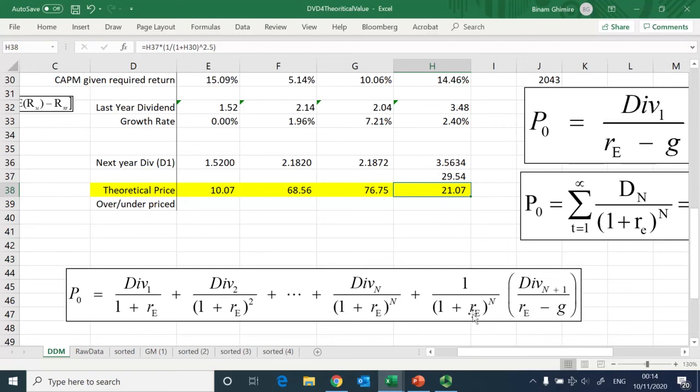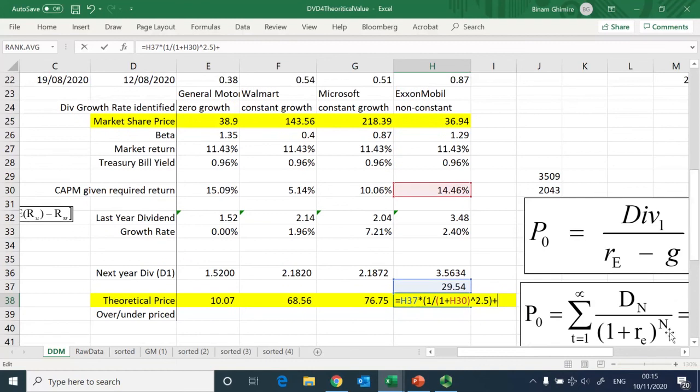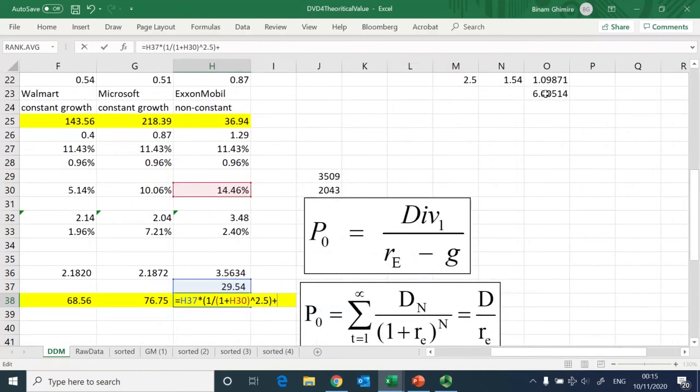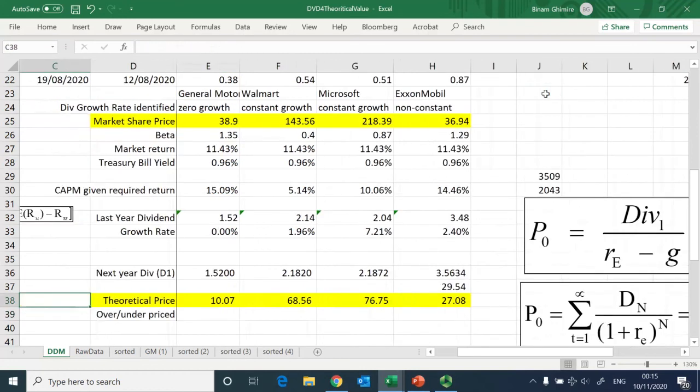Now we have computed this. We need to add this remaining. So over here, what we can therefore do is add that 6 point something that we had computed, which is this figure here. So therefore that 27.08 is the theoretical price. Now that we have found the theoretical price for all different dividend growth models that we assume, which is non-constant, constant, and zero growth, we can now compare it with the market price of the share.